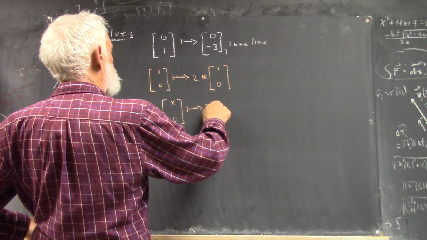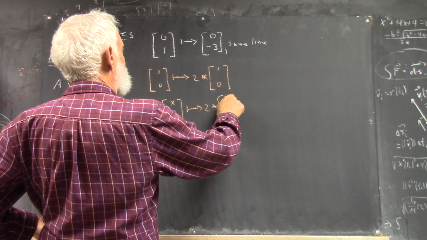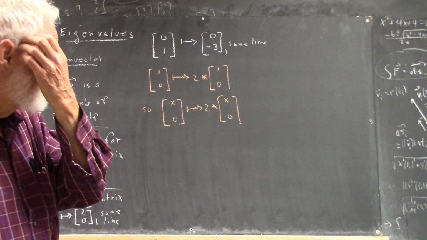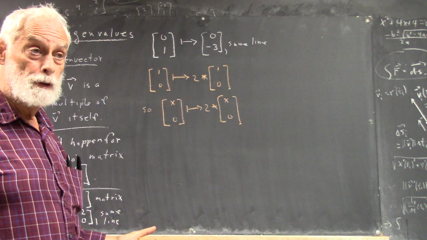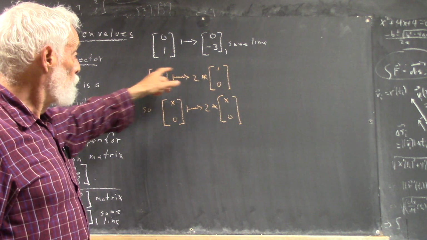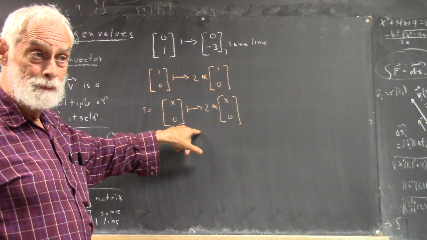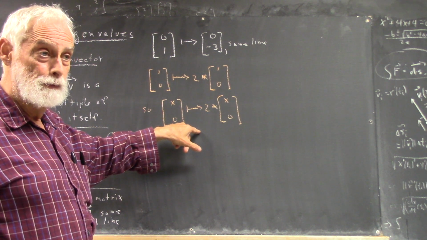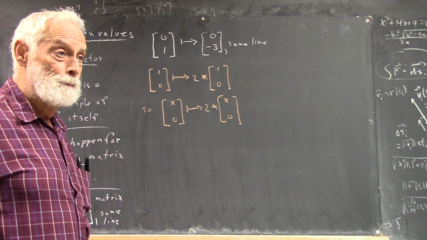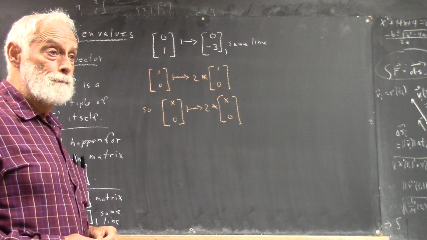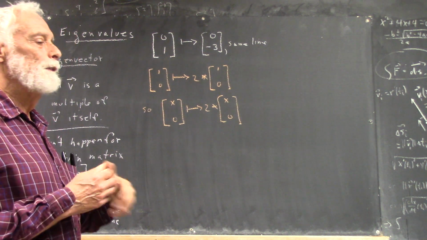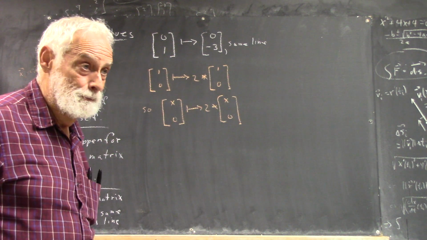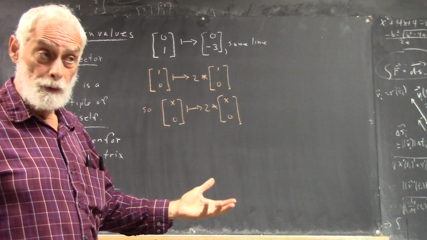(x, 0) goes to 2 times (x, 0). Does it make sense that that would be so? If I replace the 1 by x, it still works. Now it requires a little proof and some definitions, but it's pretty straightforward and it seems pretty obvious. If the transformation doubles one number, it should double another number. If it doubles one vector, it'll double another vector.